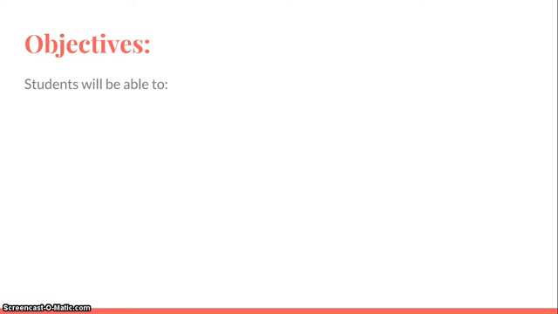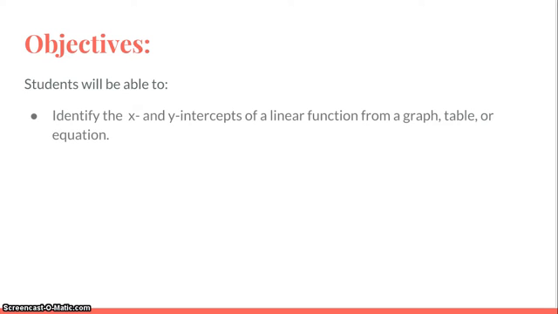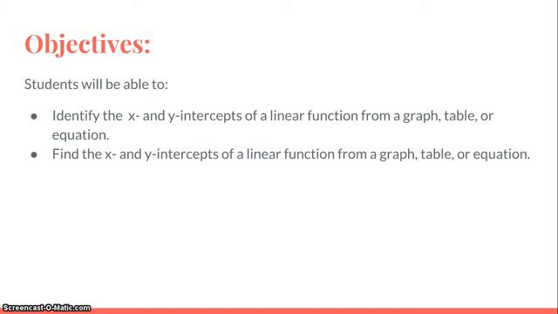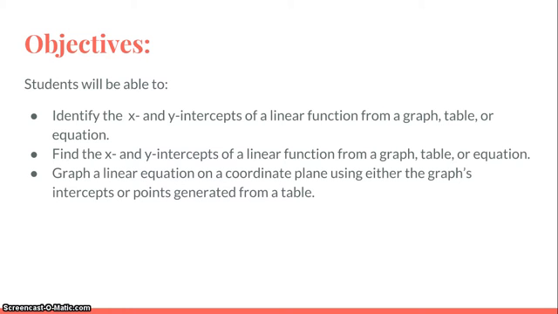After watching this video, I would hope that you as a student will be able to identify the x and y intercepts of a linear function and then also find those 2 points on a linear function, and we'll talk about how that works as we get into this, obviously. And once we find those intercepts, the ultimate goal here is for you to be able to graph a line on a coordinate plane, and we'll give you a couple of different methods that we'll use to do that.